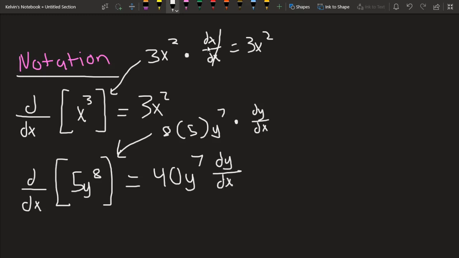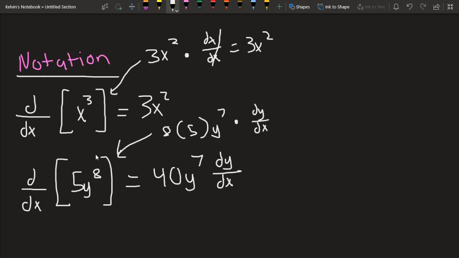So in this case up here, we get 1. We can simplify this to be 1 because dx over dx is just 1. But in this case, it's actually the derivative of y with respect to x, which means we can't simplify it to 1.